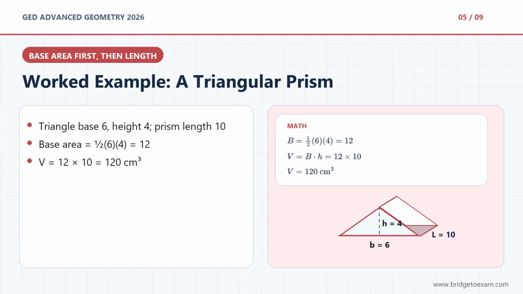Let's work a full example, slowly. A triangular prism has a triangular base with a base of 6 centimeters and a height of 4 centimeters. The prism itself is 10 centimeters long. Step 1. Find the area of the triangular base. 1/2 times 6 times 4. 1/2 of 6 is 3, and 3 times 4 is 12. So the base area is 12. Step 2. Multiply by the prism length. 12 times 10 is 120. So the volume is 120 cubic centimeters. Do not forget the 1/2.